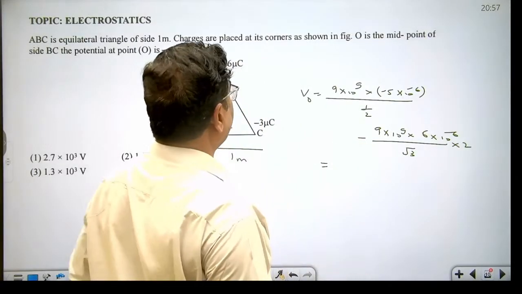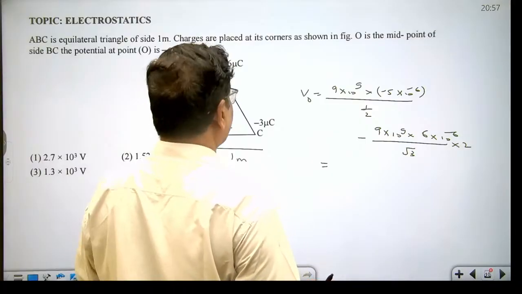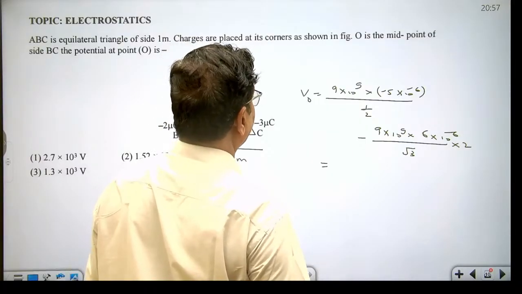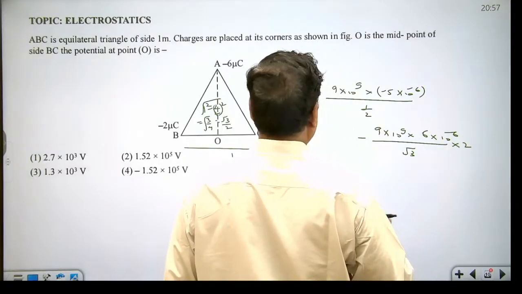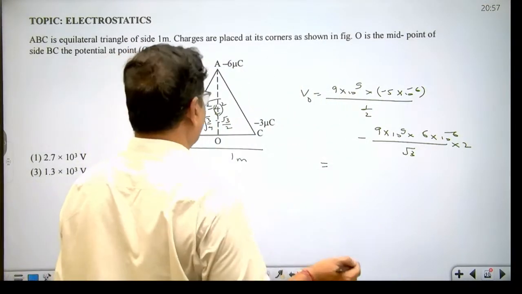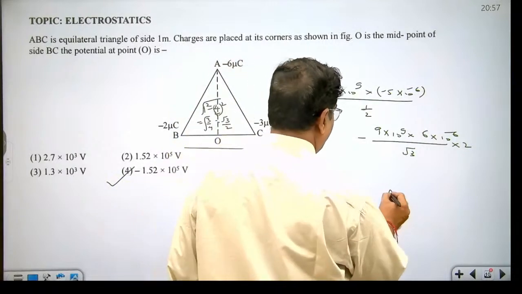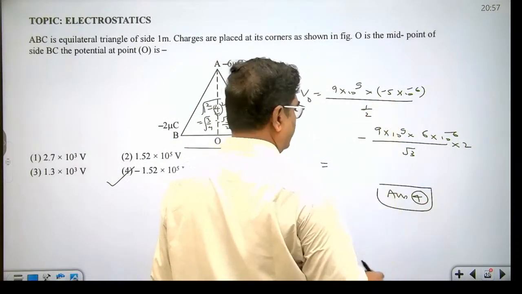Now let us calculate. In option there is only one answer in negative. Okay, so this should be the answer. So no need to calculate, just write because only one negative answer is there. Okay, so let us make option 4 correct answer. Otherwise you can try and make the calculations.